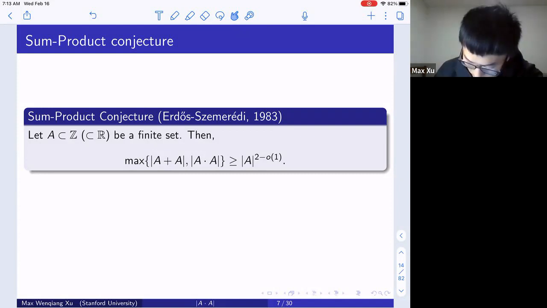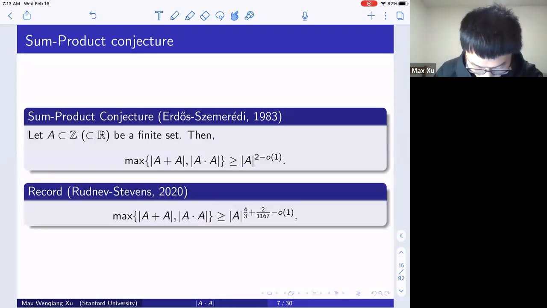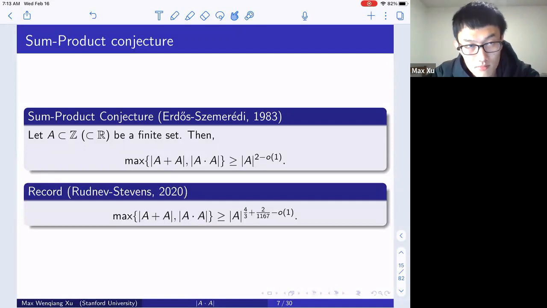And wow, there's a lot of progress on this problem. For example, you can easily find all of it, I guess, on Wikipedia. And I just mention the record now. As far as I'm aware, the record is still due to Rudnev and Stevens, they proved that the size is A to the 4/3 plus a little bit, like 2/1000 roughly.